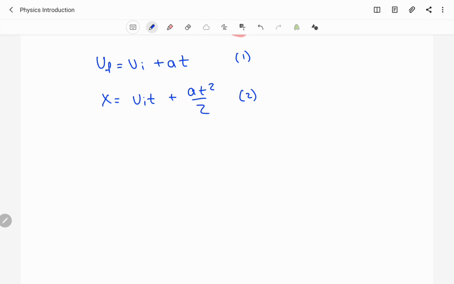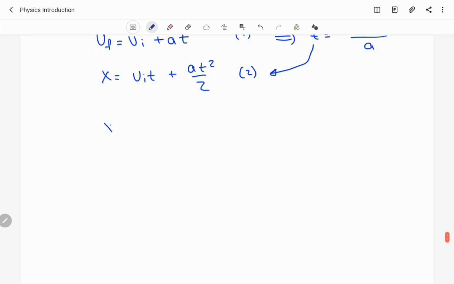So actually we can find it by using these two equations. What we will do, let me find time from the first equation, and it will be equal to final velocity minus initial velocity divided by acceleration. And let me substitute it into the second equation. I will replace time with this one. So first of all, let me rewrite equation number 2.